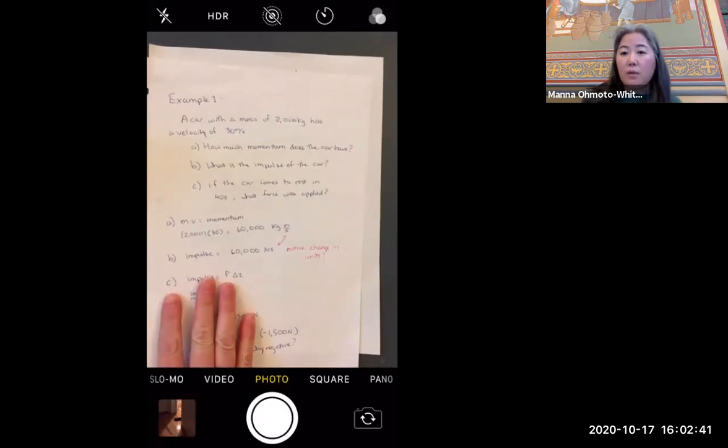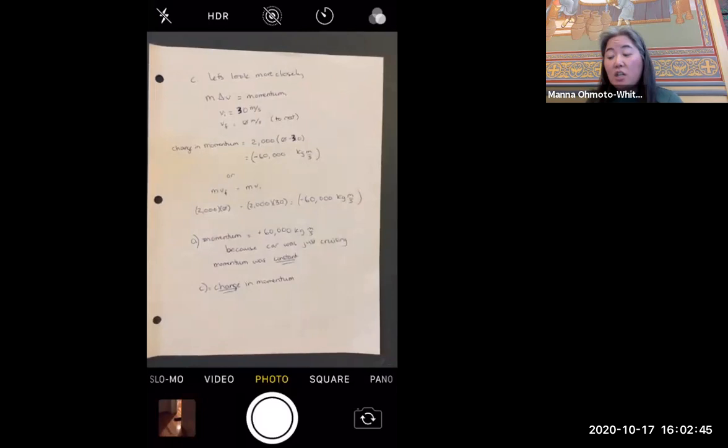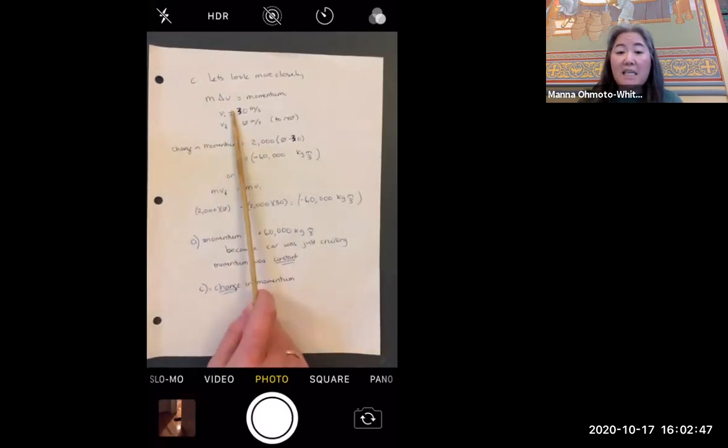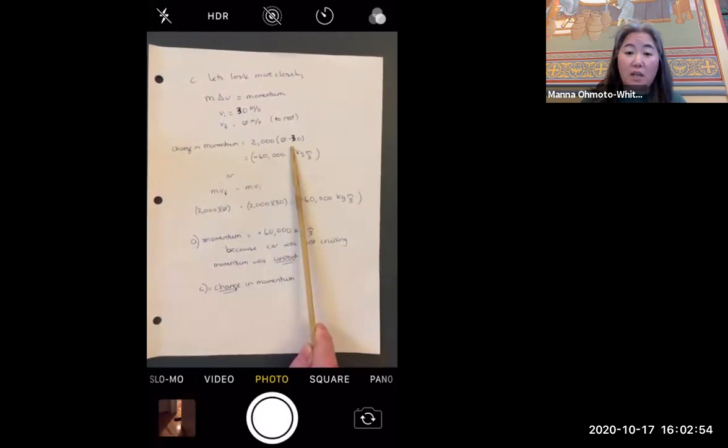If it's going backwards, the velocity will be negative. If I'm looking for my change in momentum, which is what part C is looking for, then I have to multiply my mass times the change in velocity. Because I'm going from a positive velocity to rest, my change in velocity is going to be negative, and as a result, my momentum change will be negative, right?